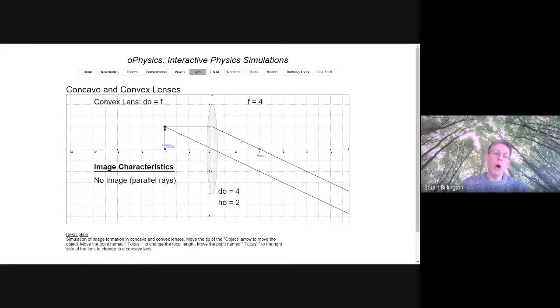So on your fourth diagram, I need you to draw in the parallel ray through the focus and the center ray through the center. And I need you to note on your diagram that these two rays of light are parallel and therefore will never form a real image. These parallel rays of light will never form a real image.